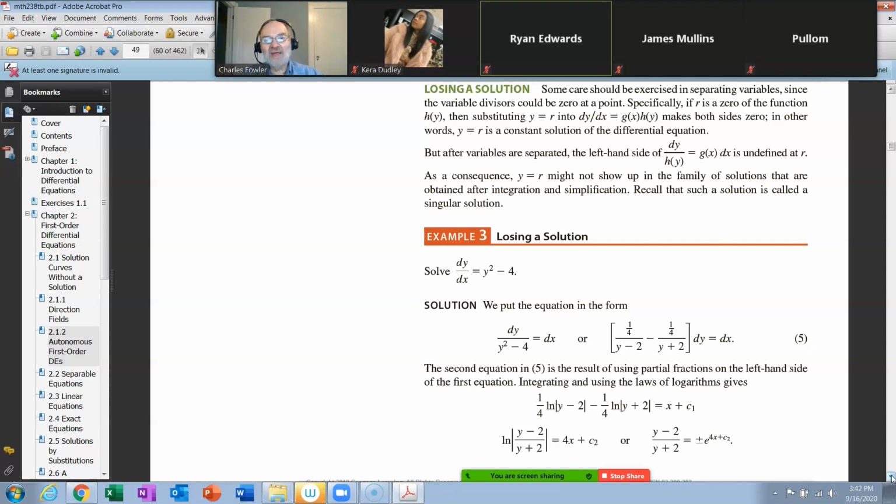And they call that a singular solution, when there is a value that works but doesn't fit the family of solutions. So example 3 is going to try to investigate that.